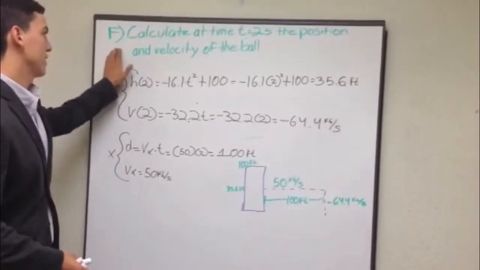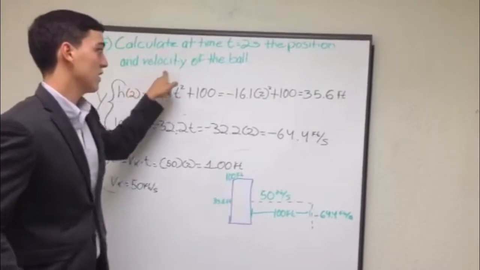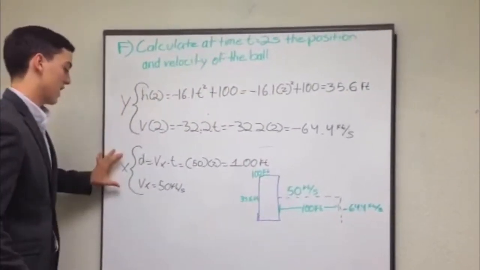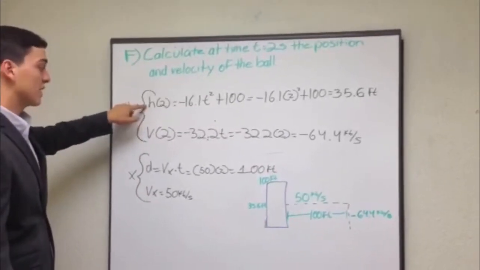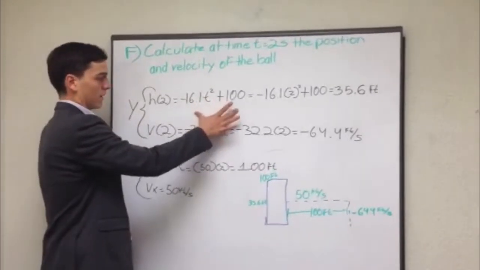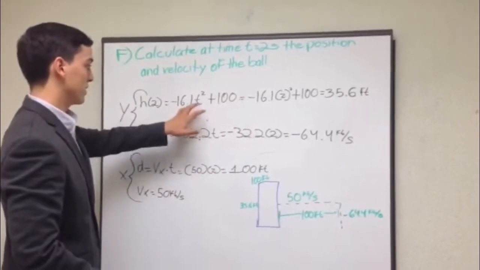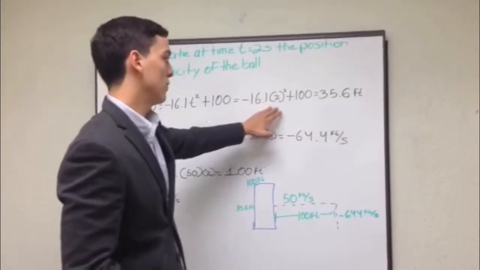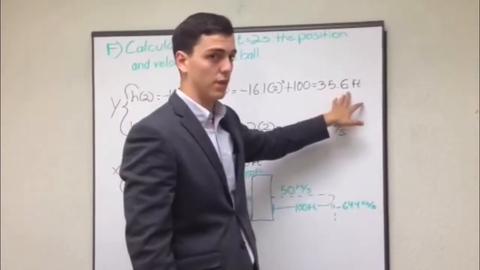Question F says, calculate at a time of 2 seconds the position and velocity of the ball. First we divide into the y-axis and x-axis. The height is the position and the velocity. We use the same equation that we use in all the problems, but substituting t for 2 seconds here. We solve this, and the height is 35.6 feet.